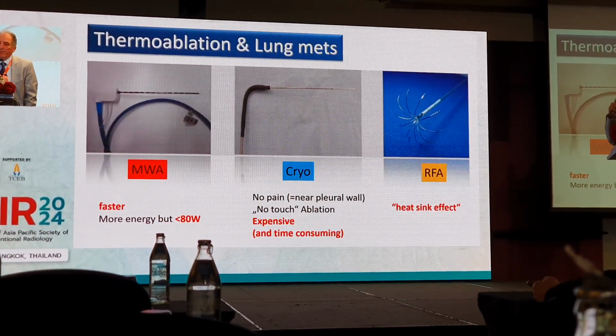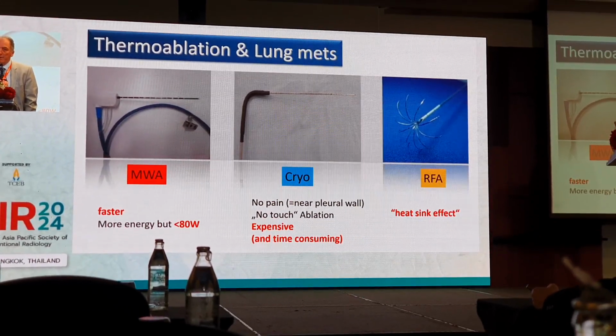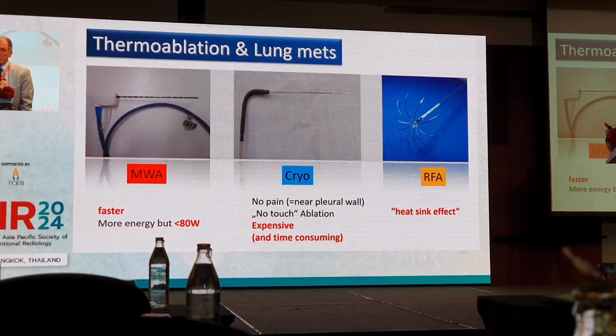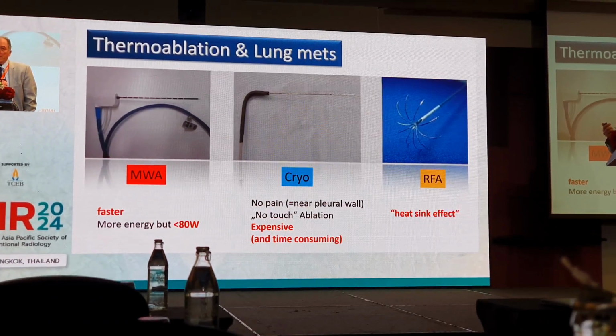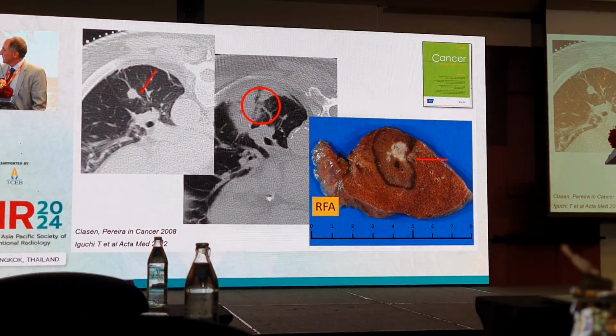The problem of radiofrequency ablation is well known, the heat sink effect. You know this disadvantage or drawback of RF ablation in the liver, and it's the same for the lung. You have vessels in the lung also. You have also bronchi that can produce this heat sink effect when using radiofrequency ablation.